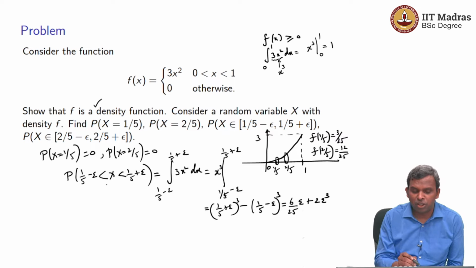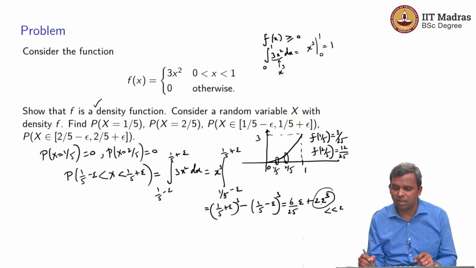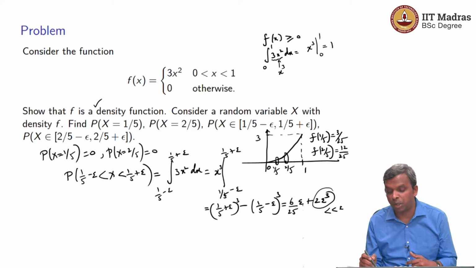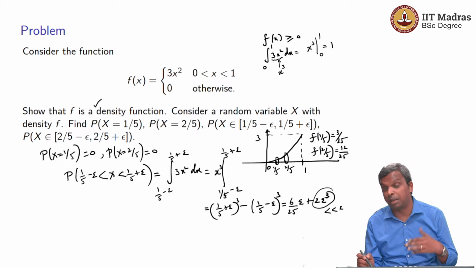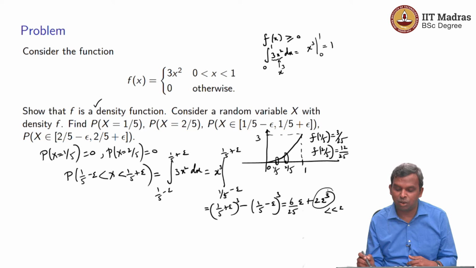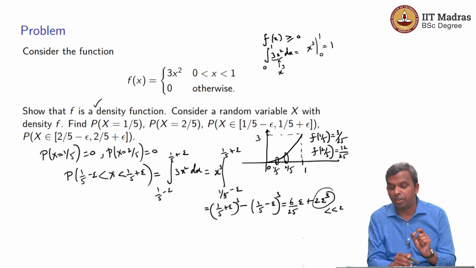So, if you think of epsilon as something very, very small, this term is probably much, much smaller than epsilon. So you can sort of ignore it. Think of 0.01. If epsilon is 0.01, this term is of the order of 0.01 something. This one is 0.01 to the power 3, so it's 0.000001. It becomes very small, so maybe you can not worry about it. So this is roughly about 6 by 25 epsilon. The probability that x lies within a small interval of 1 by 5 is 6 by 25 times epsilon.